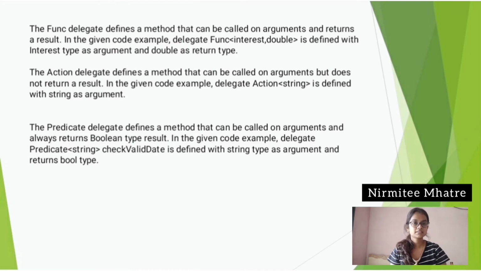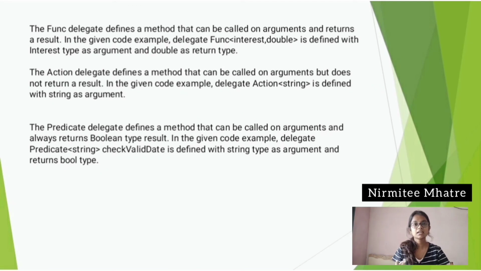The first generic delegate type is the Func delegate. The Func delegate defines a method that can be called on arguments and returns a result. The syntax of the Func delegate, Func<int, double>, is defined with the int type as argument and double as the return type.